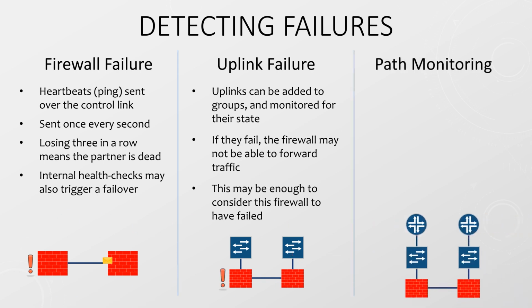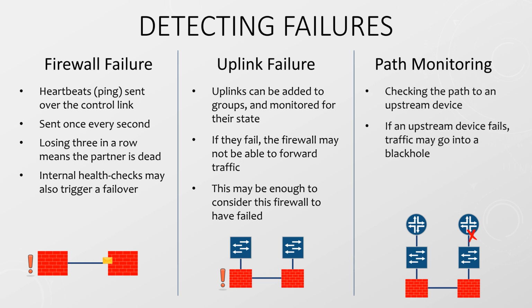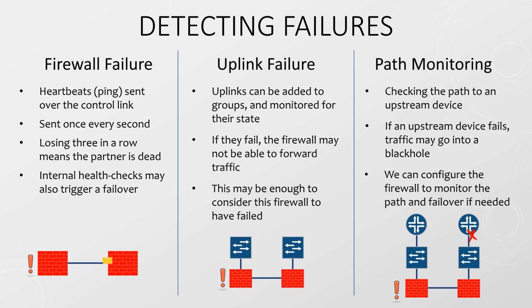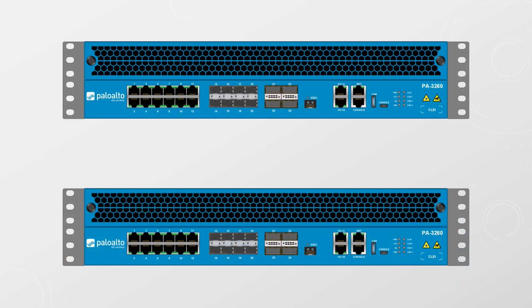The third consideration is path monitoring. This is where something that is not directly connected to the firewall fails. This might not sound so bad, but if it's a critical upstream router, it can still break our network. Depending on the way the network was designed, we may want this to cause a failover so as to take an alternate path. We can do this by configuring path monitoring, which uses something like ping to see if a device on the network is up, and if it's not, the firewall can take action. Let's see how this is configured.